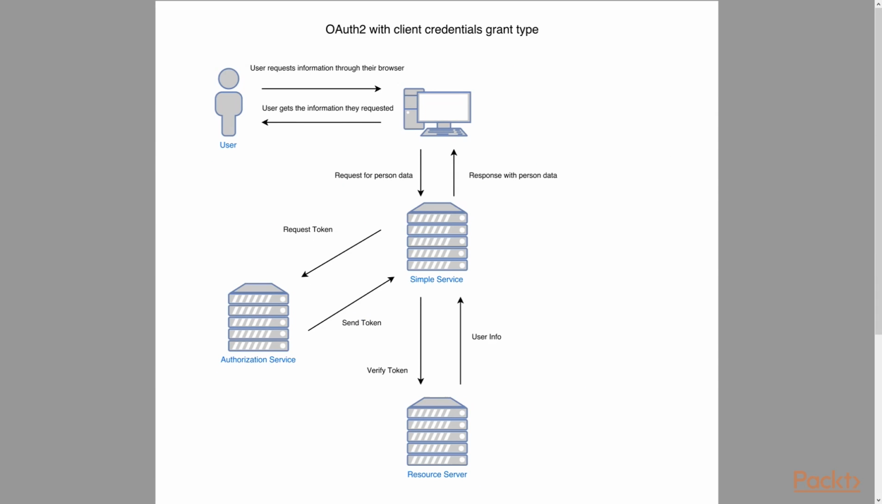In this example, we'll be describing OAuth2 with a client credentials grant type. This grant type is good for application access where the application is confidential. The flow we are attempting to achieve is this. The user makes a request with their browser to our simple service. Our simple service then requests a token from the authorization server by passing it the client ID and secret. If successful, the authorization server will respond with a token.